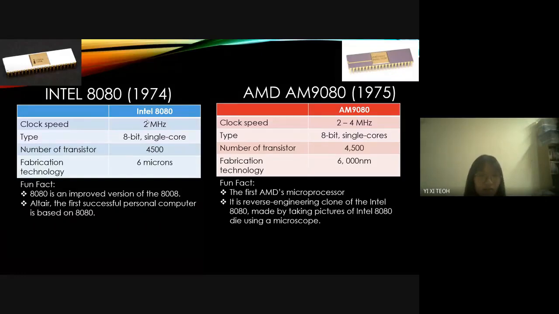This is the first AMD microprocessor, and it is a reverse-engineered clone of the Intel 8080, made by taking pictures of the Intel 8080 die using a microscope. So it's just like a clone from Intel to AMD. You can see that the clock speed, the type, the number of transistors and the fabrication technology are almost similar.